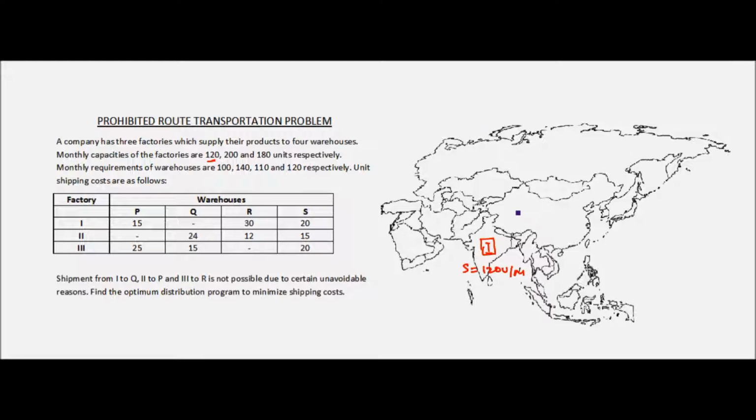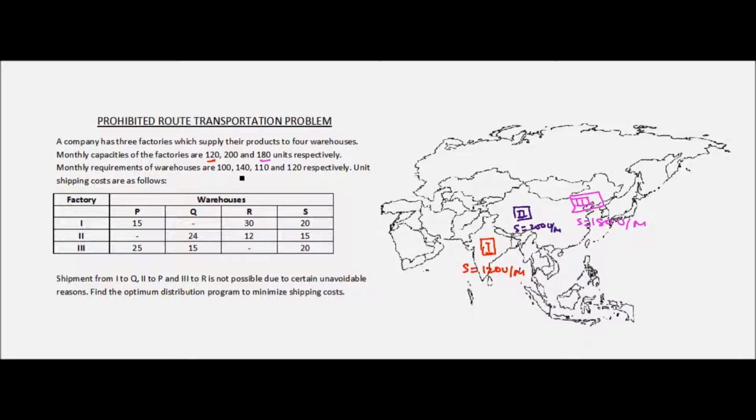Let's say the second factory is located in Western China. Now it has a capacity of 200 units per month. And the third one is located on the other side of China, that is the eastern side of China. So let's say this is the third factory here. Now this one has a supply capacity of 180 units per month.